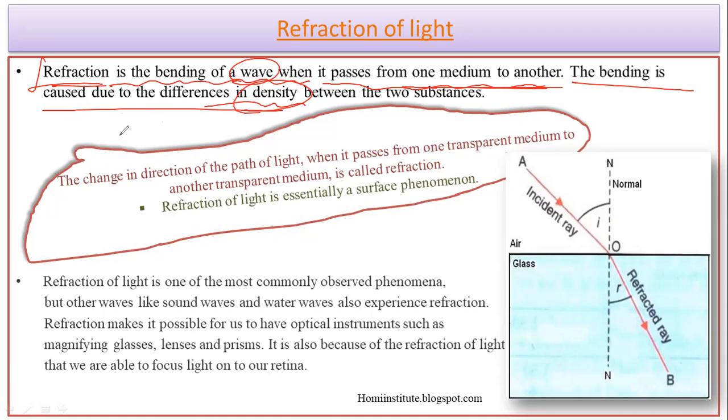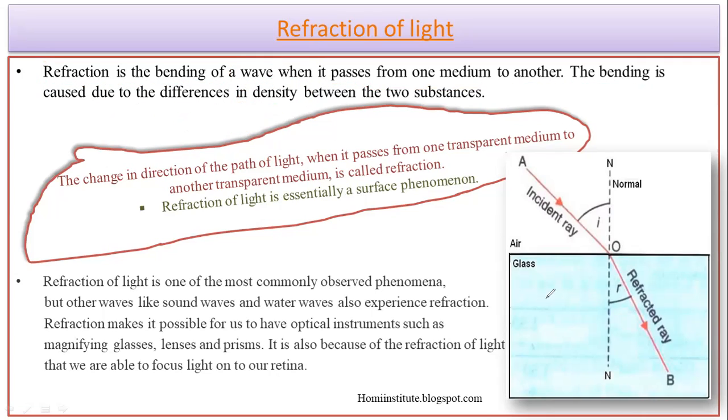हम लोग एक टर्म कहते हैं जिसको हम लोग कहते हैं ऑप्टिकल डेंसिटी. And due to this change in the optical density, we observe that the light ray bends from its actual path. Now, what is optical density?